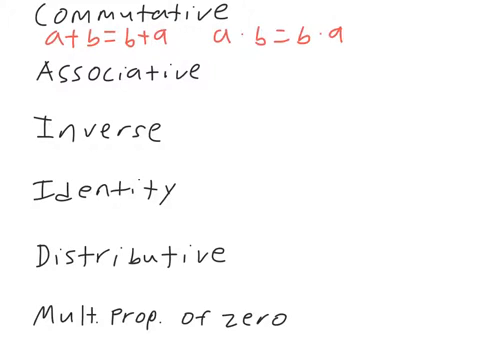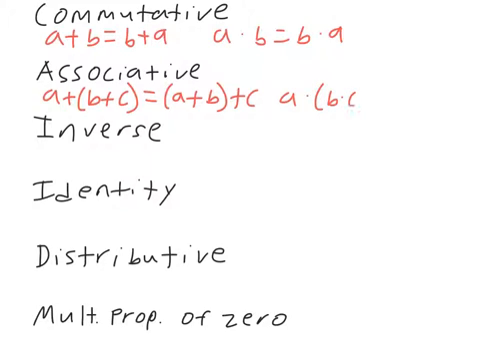The associative property, that was dealing with parentheses and saying where you put the parentheses, if it's just addition or just multiplication, doesn't matter. So if we have (A plus B) plus C, that is the same thing as saying A plus (B plus C). And same thing goes with multiplication. (A times B) times C is equal to A times (B times C).